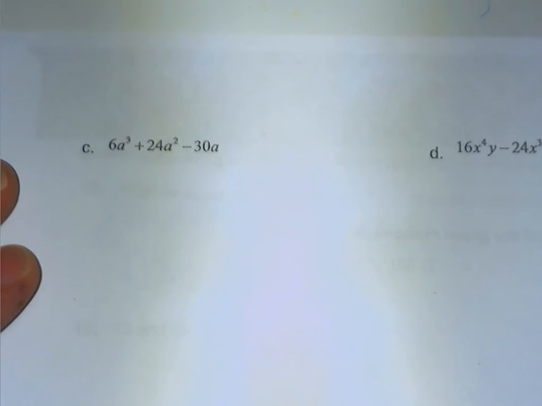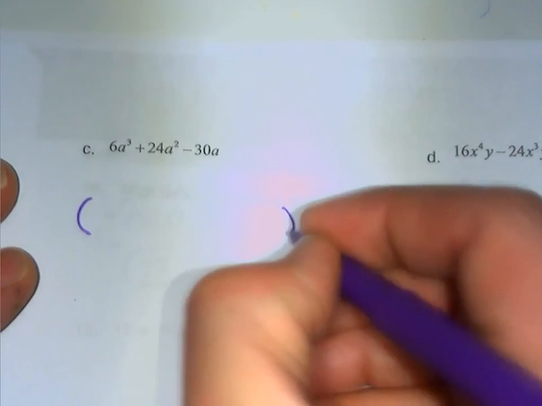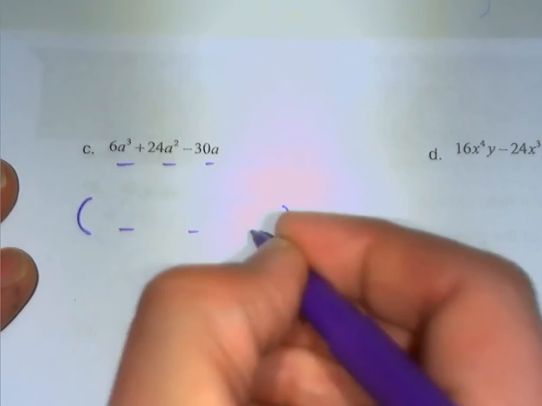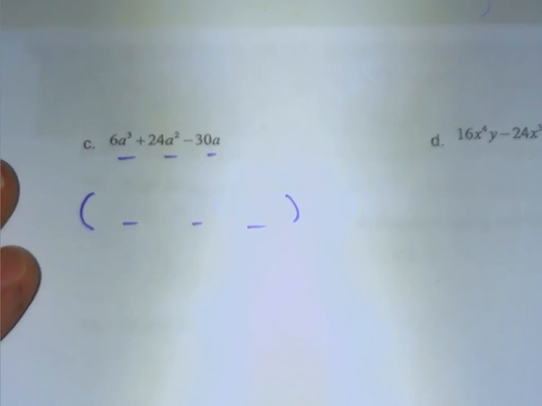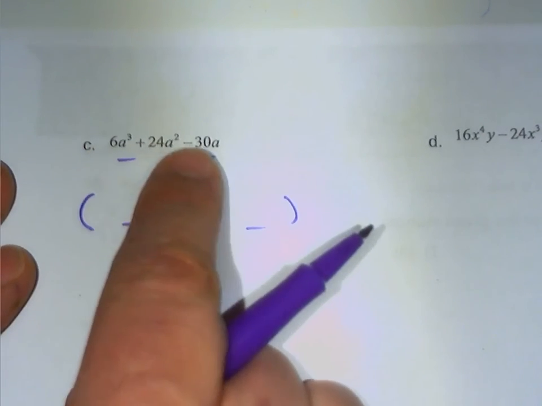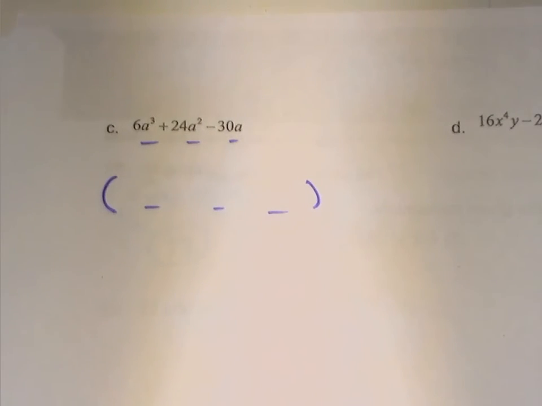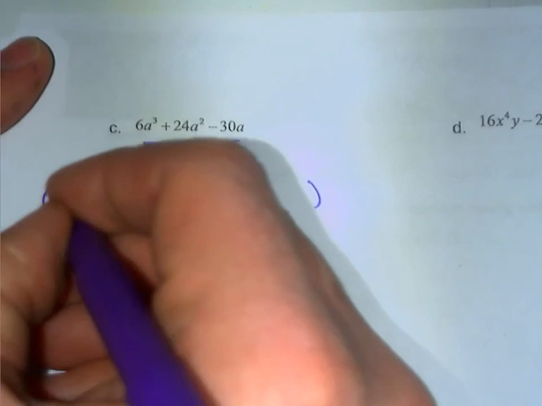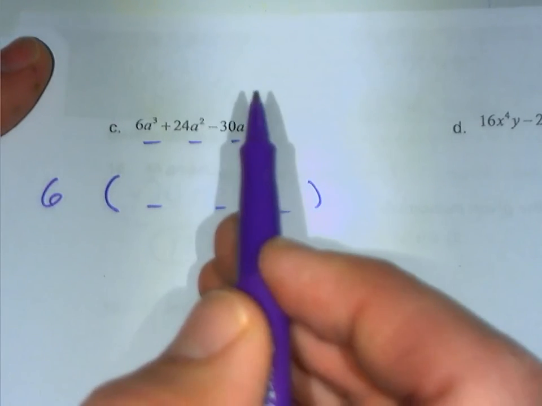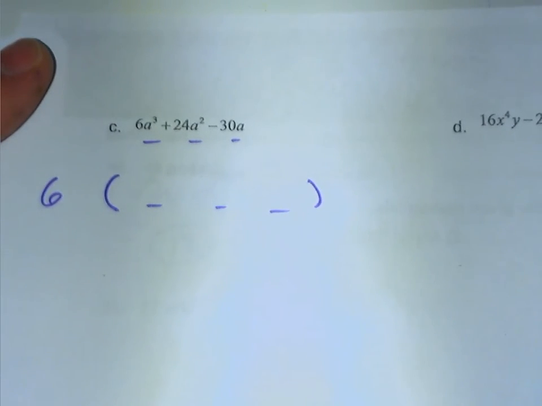All right, let's make it harder. Now, instead of binomials, we've got trinomials. So again, I'm going to have my GCF, and I'm going to have 1, 2, 3 terms. Always, always, always, you should have the same number of terms on the inside of your parentheses as you start with. Now I look at 6, 24, and negative 30. What are they all divisible by? Well, 6. I can take out a 6. That's divisible by 6, that's divisible by 6, and negative 30 is divisible by 6.